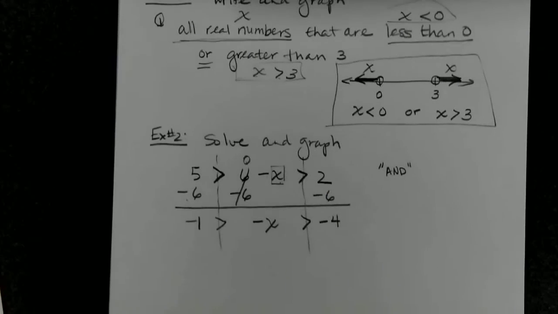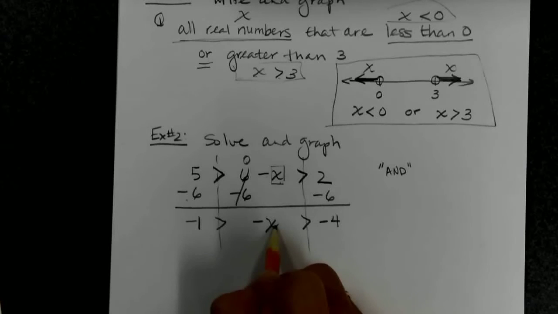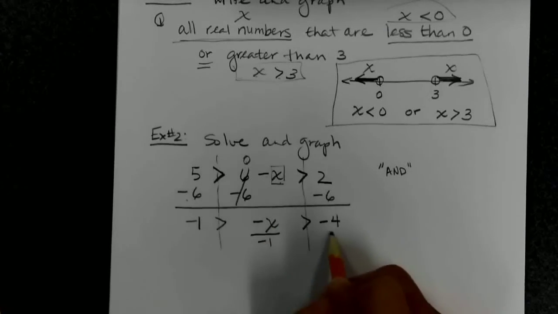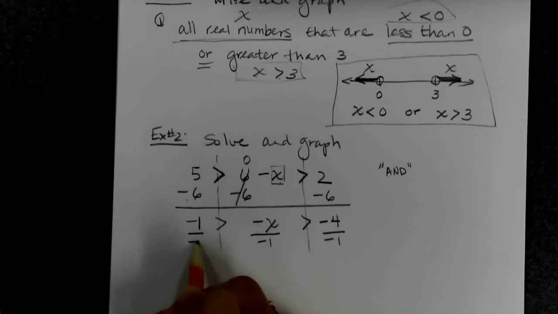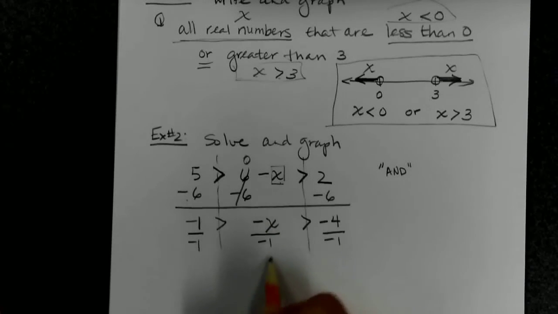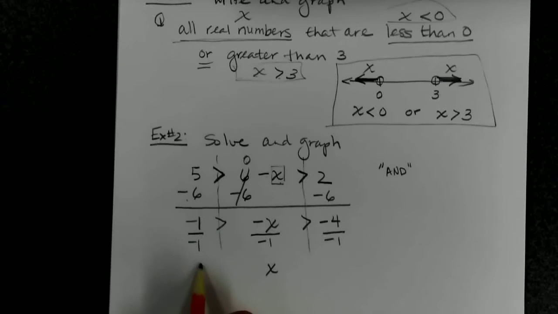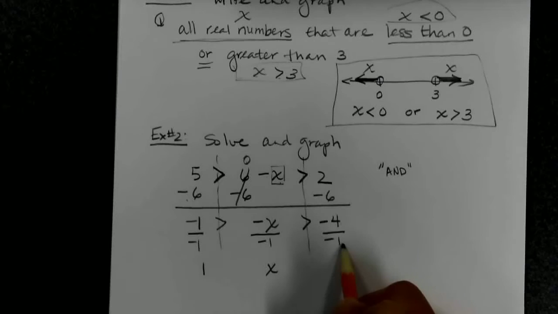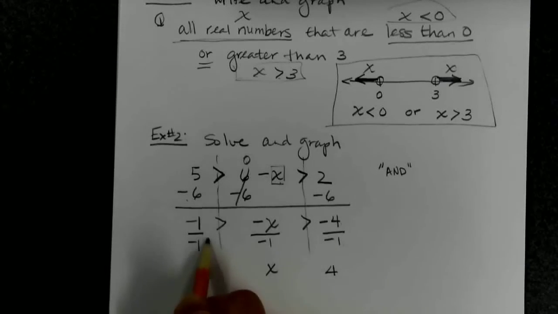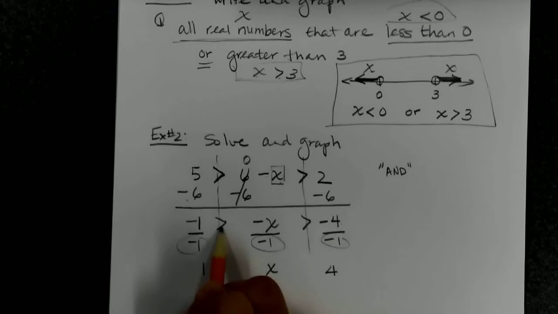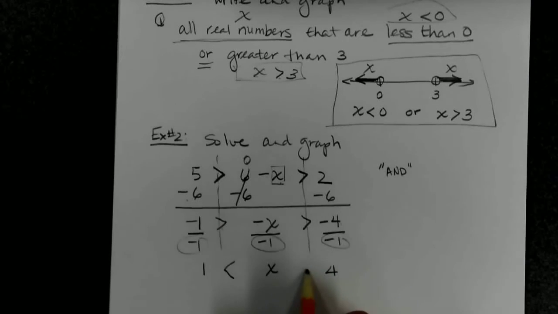And remember, we're still solving for x, and we've got to get this x by itself. So to get rid of this negative, we're going to divide by negative 1. So we divide it to both sides. And negative makes it a positive x, and x is by itself. Negative 1 divided by negative 1 is 1, and negative 4 divided by negative 1 is 4. And because we divided by a negative number, we must flip the inequality. So there's my answer, where 1 is less than x, which is less than 4.